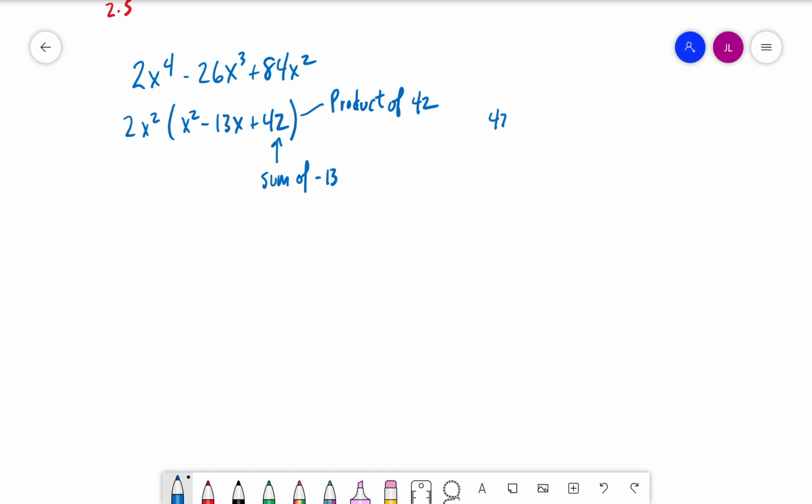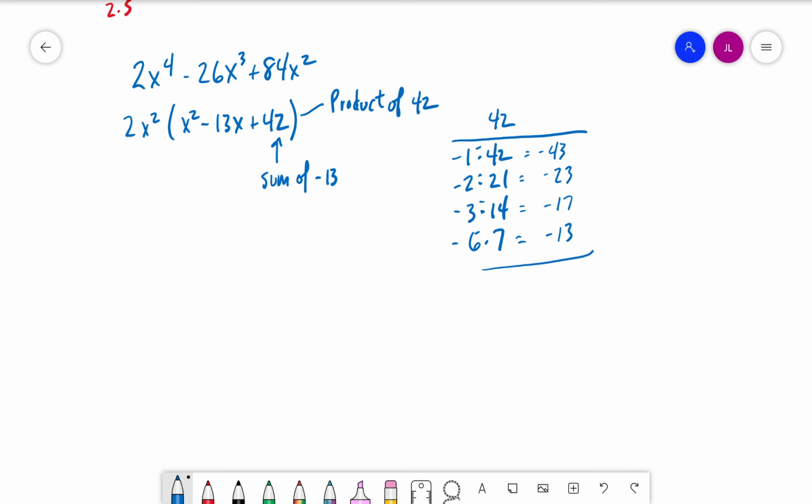So if we look at products of 42, we do 1 times 42, 2 times 21, 3 times 14, we can't do 4, can't do 5, 6 times 7, and we're back to 7 times 6, and so on. So these would all be negative. If we add them up, this would be negative 43, this would be negative 23, this would be negative 17, this would be negative 13. Well, that's what we want. We want two numbers whose sum is negative 13, but whose product is 42, and that's negative 7 and negative 6. So now we can rewrite this.